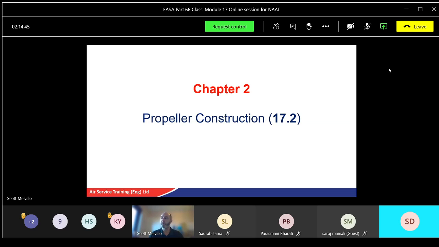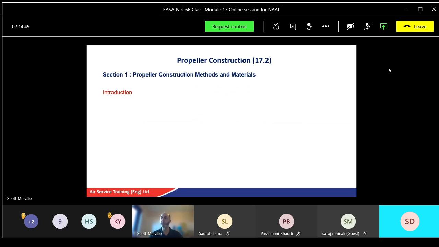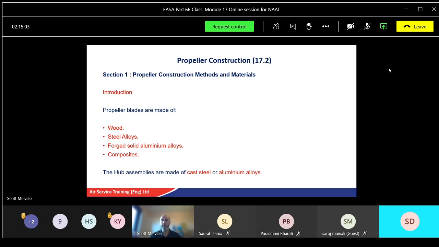Okay, chapter 2. We're going to look at propeller construction now, how you actually make the propeller, that sort of thing. So, propeller blades are made of wood, steel alloys, forged solid aluminium alloys, and composites. Again, worth highlighting those ones because they might ask you a question, what's the propeller blade made of? So we've got 4 options there. The hub where the propeller sits into is usually made of cast steel or aluminium alloys. Again, it's worth highlighting those.